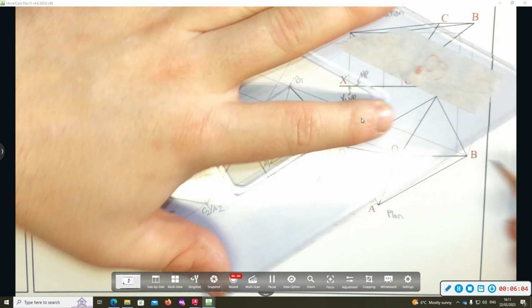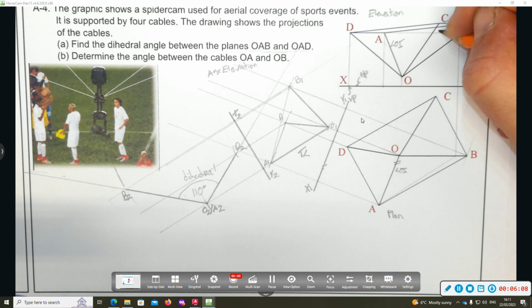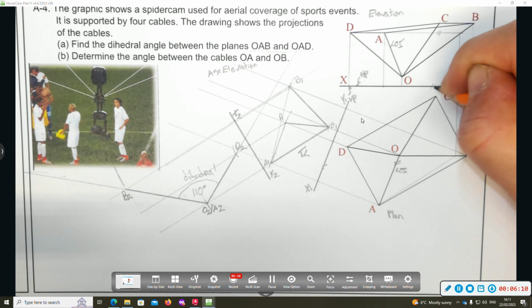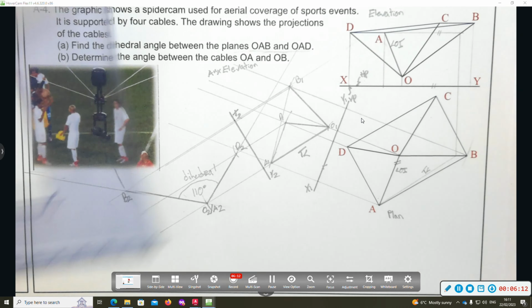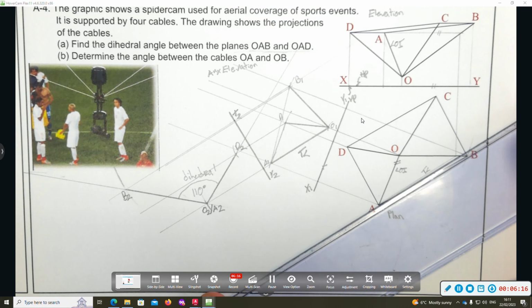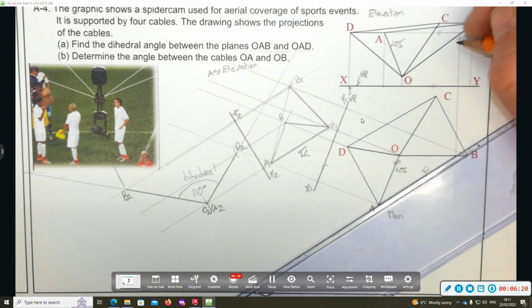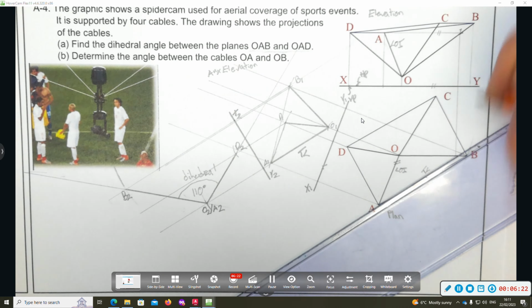Now, that's a strike line. It's a horizontal line in elevation, so it's parallel to the XY line in elevation. It's a true length in plan. Now I'm going to look along the true length of this line, this strike line, A21 we'll call it, A21.